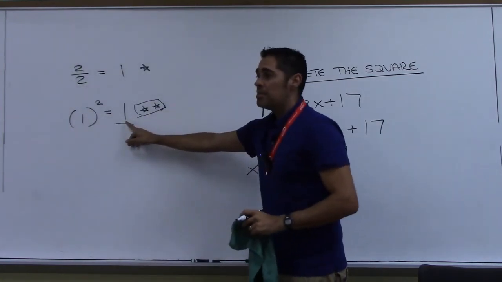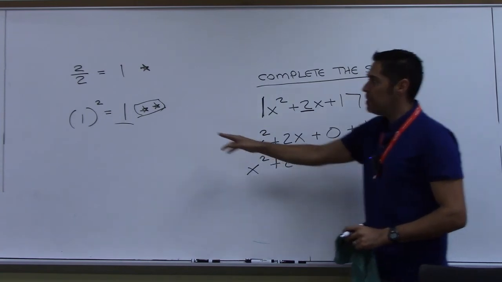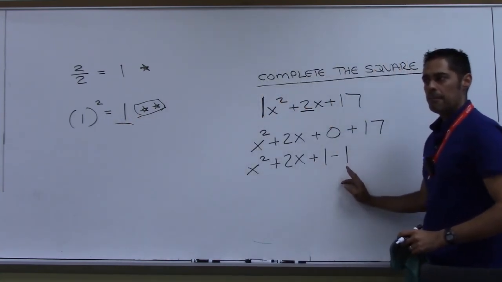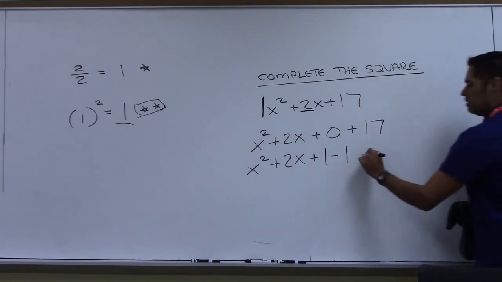But I'm trying to make a 0 out of this. The only way to make a 0 is to add it and subtract it. So if this had been a 2, I would add 2 minus 2. All right? You with me? But what's still there? Plus 17.